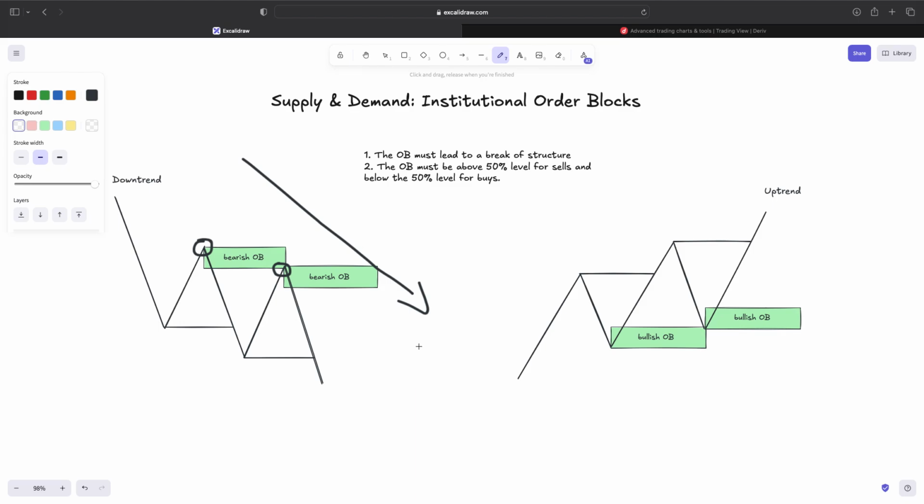Now, for those order blocks to be valid, there are two things that need to occur. The order block that gets created needs to lead to a break of structure. For an example, around this area here, from this initial order block, we created this high. So the BFIs were selling there. By the way, BFI is regarded as big fund institutions. Those big fund institutions will be pumping in some sell orders around this area here.